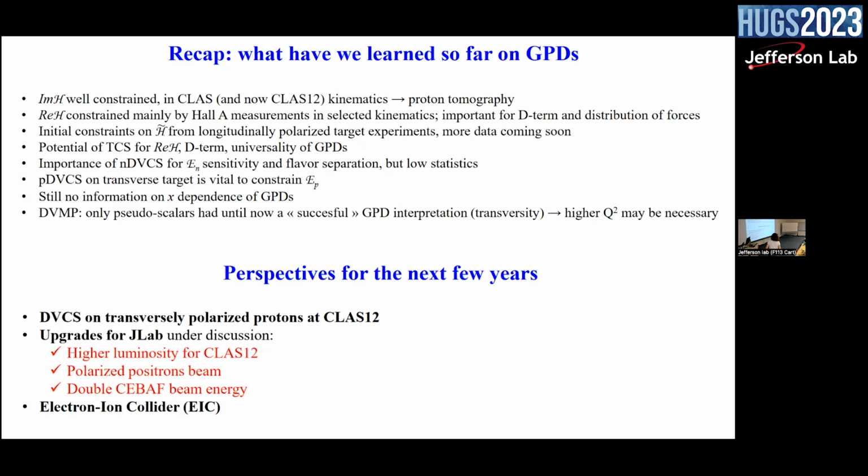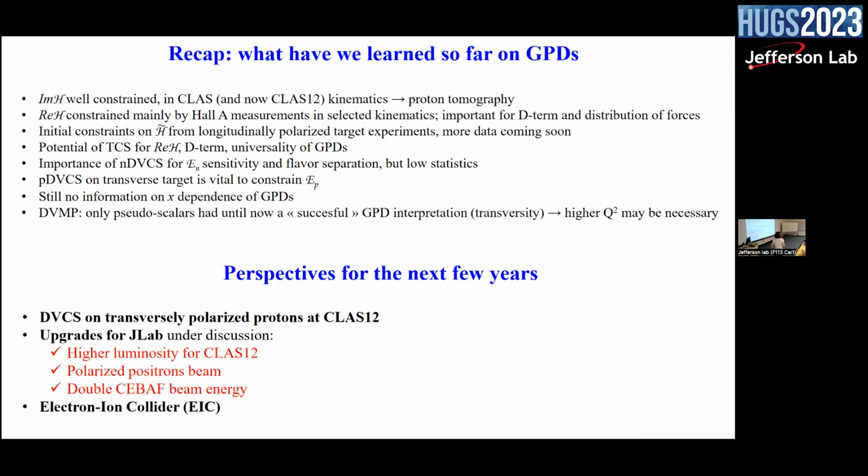The experiments with a longitudinally polarized target give us initial constraints on H tilde, but we have new data, just taken, which will give us more information. We saw how important timelike Compton scattering is to extract the real part of H, the D term, and prove the universality of GPDs. And NDVCS is important to get the E GPD, in particular for the neutron, and also for the separation of the flavor of the GPDs.